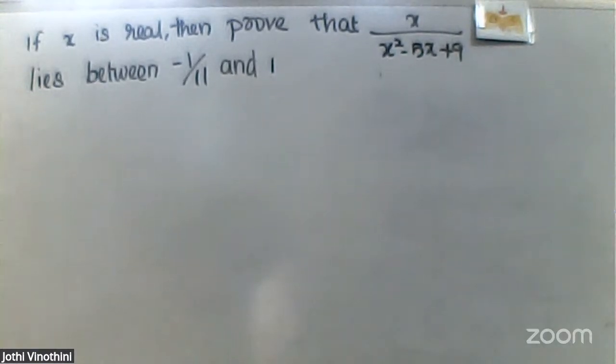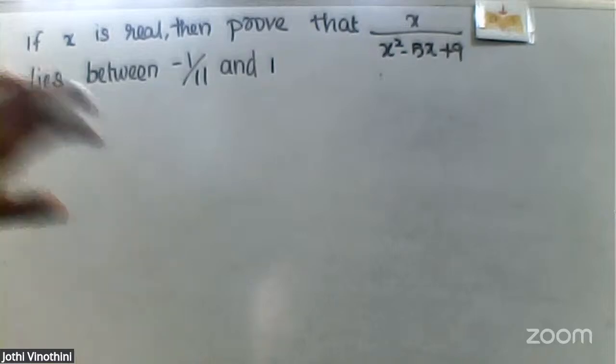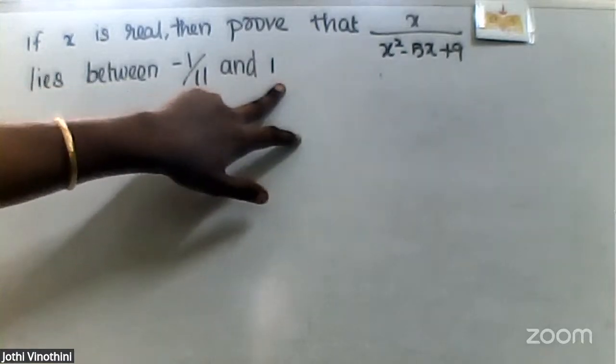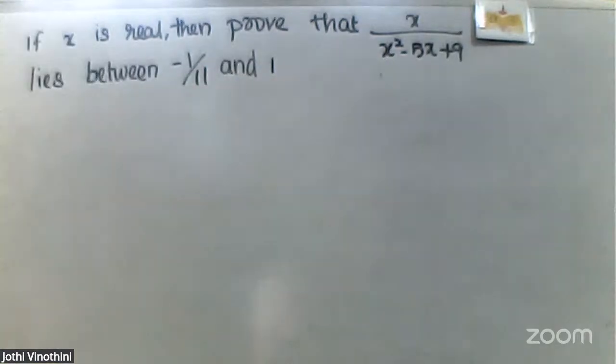Okay. So the next sum is: if x is real, then prove that x divided by x squared minus 5x plus 9 lies between minus 1 by 11 and 1. Right? We are going to solve this sum like the previous sum. So what is the point here? We have to find the range first, and if the range is between minus 1 by 11 and 1, we can prove that easily, right?